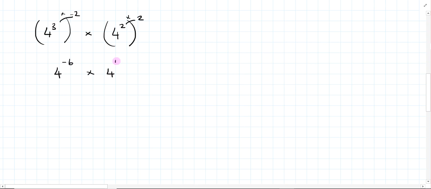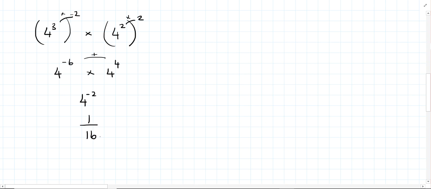Okay, so question 7, we've got 4 cubed to the power of minus 2 multiplied by 4 squared squared. So this is just checking your knowledge of... We just multiply those because it's a power to a power. So we've got 4 to the power of minus 6 times 4 to the power of 4. Which, if you then add the powers, because we multiply like that, you end up with 4 to the minus 2, which is 1 over 16.